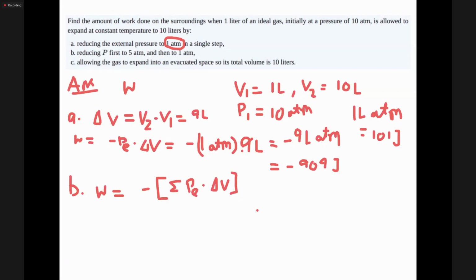So we have two processes. Summation means we have two different external pressures and delta V's. Now for the first case, P2 is 5 atmosphere. So P2 will be 5 atmosphere in the first case. And in the second case, P2 will be 1 atmosphere. Now we have to calculate what the delta V's are over here. Firstly, V1 was 1 liter. Now what will be the final volume of the first case? Here we have a P2, and here we have V2 and V1.